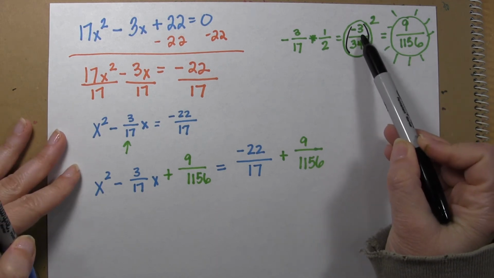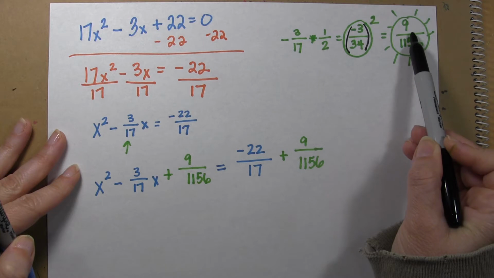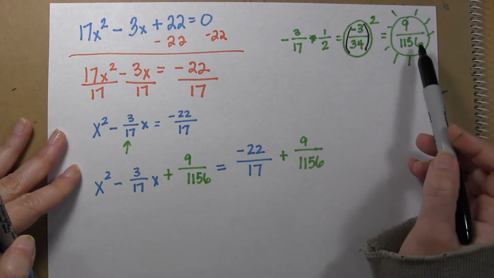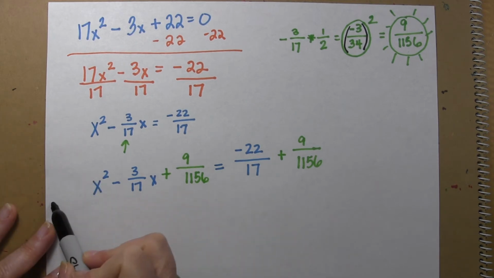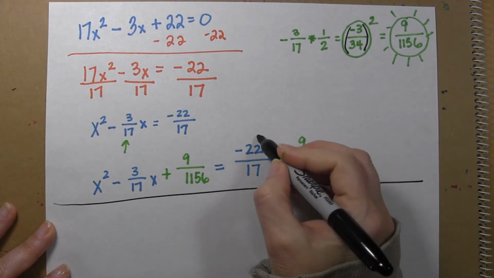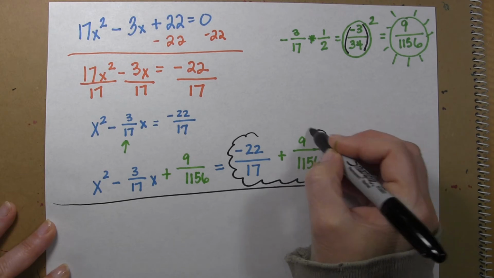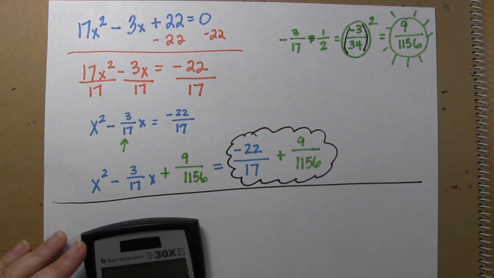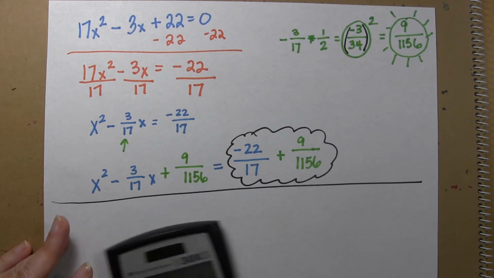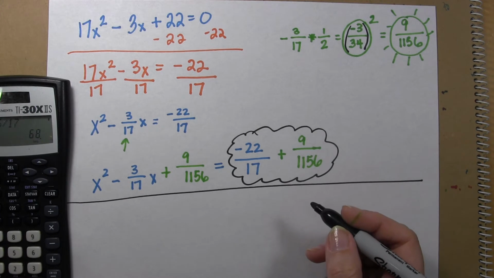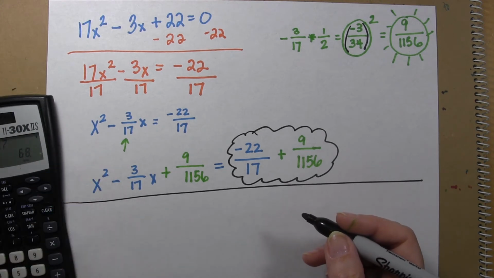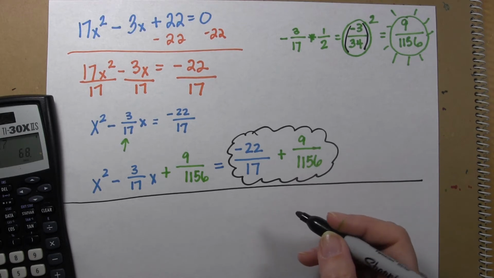Anyway, take this and square it, and so you get 9 over 1156, and then that is what you put here. So our next step is going to be to combine these two numbers over here. Wouldn't it be great if 1156 was divisible by 17? It is. I wonder if it would always work out that way. I don't know. Maybe. All right, so 68 is the answer here.